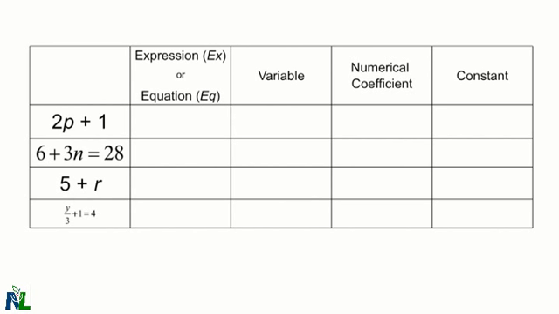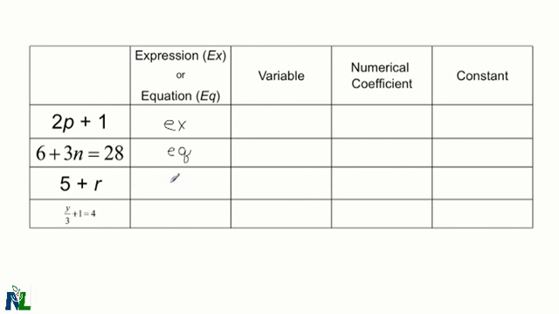Now let's try to complete this chart. In the first column, we see a collection of expressions and equations, and in the second column, we are asked to decide whether they are expressions or equations. Our first example does not have an equal sign. That lets me know that it's an expression. Our next example does have an equal sign, which means it's an equation.